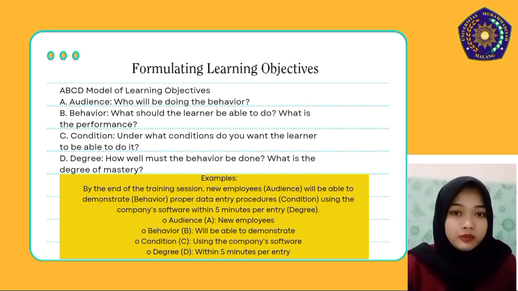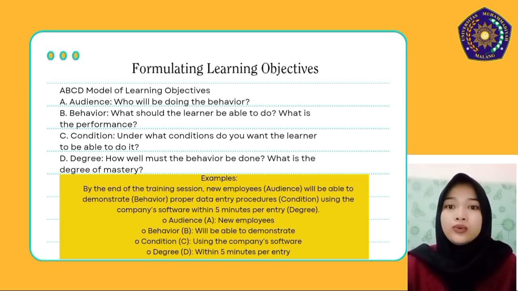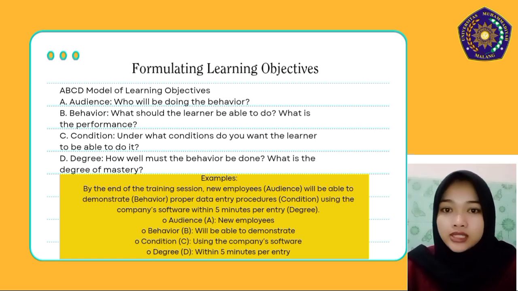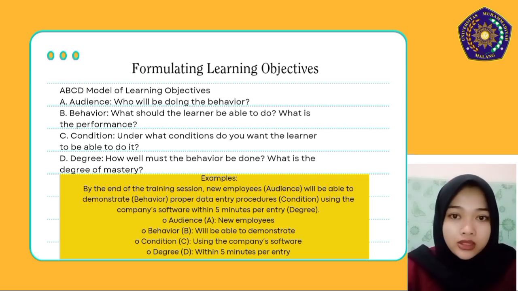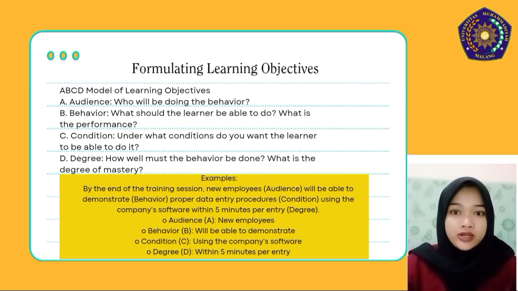So what is ABCD? A means audience. What is audience? The audience will tell who will be doing the behavior. In this case, of course, the audience is students, right? And B is behavior. Behavior tells what the learner should be able to do, what the performance is. So behavior tells about the activities that students need to do.